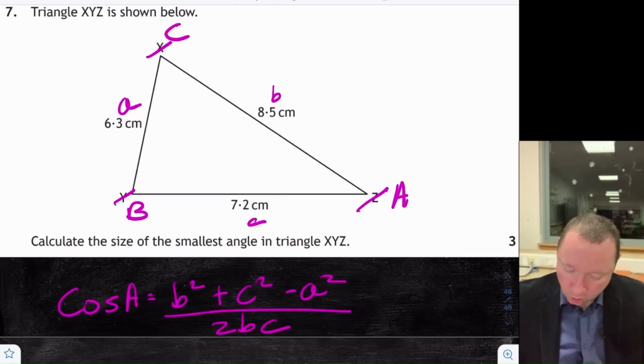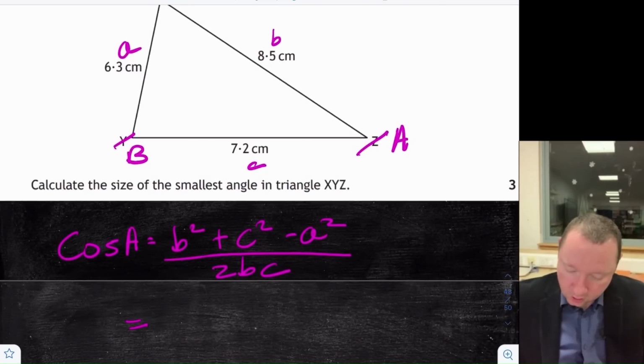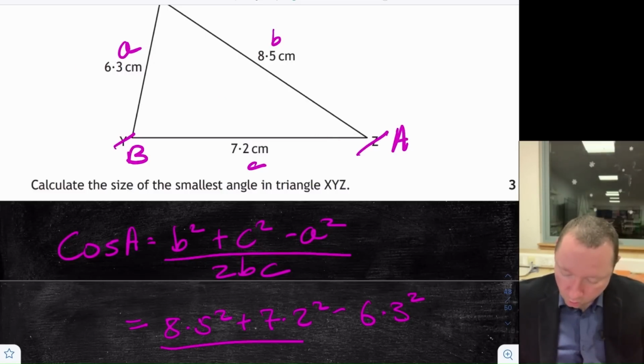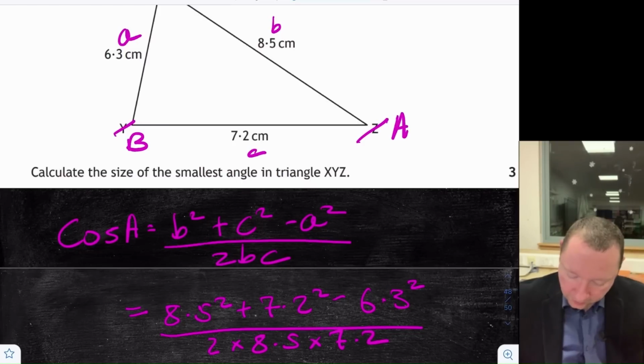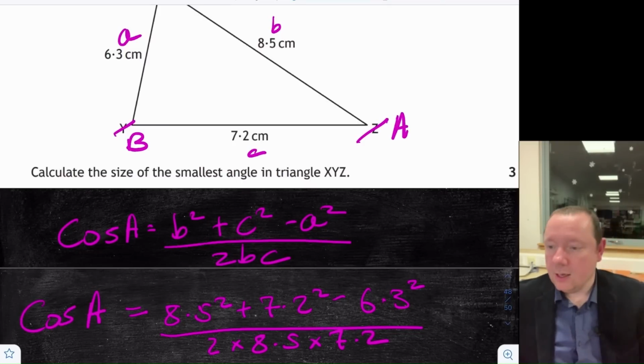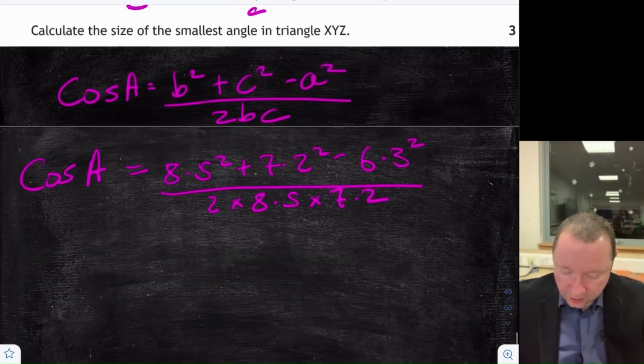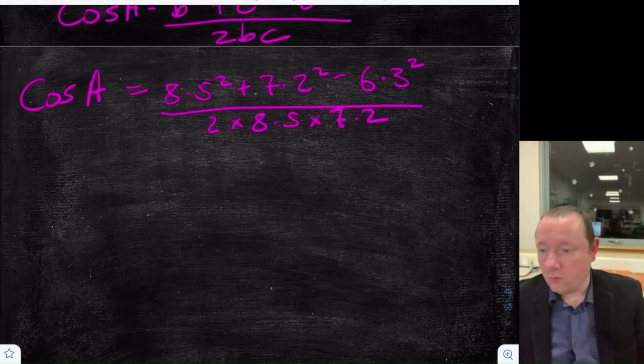So we'll just substitute all our numbers in, being very careful. So B squared is 8.5 plus 7.2 minus 6.3 squared. You're always taking away the one which is opposite the angle. All over 2 times 8.5 times 7.2. That's cos A. If you can get that far, that's a mark. So then we can do the inverse cos of our answer.